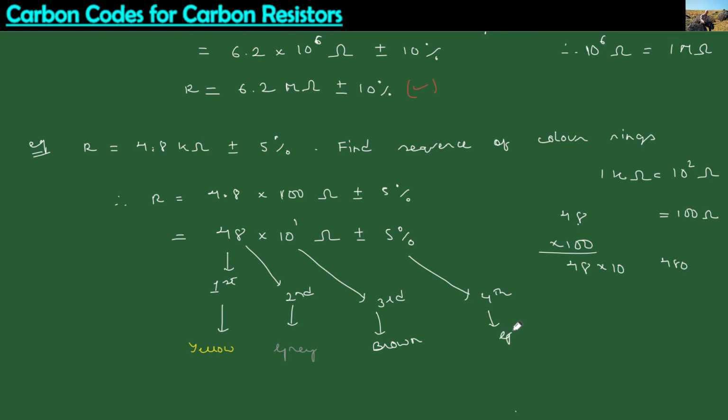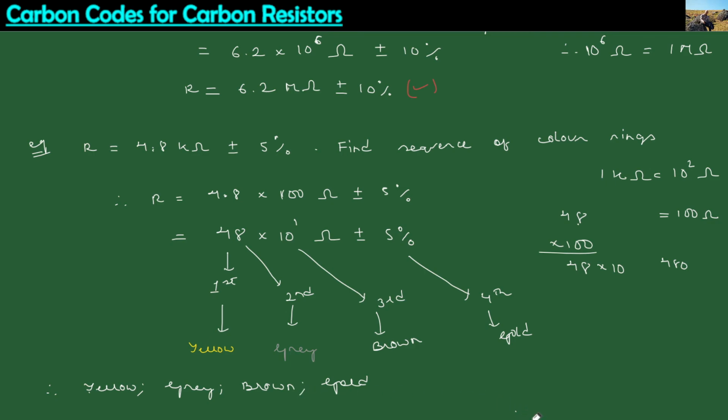So the sequence of color will be yellow, gray, brown, and gold.